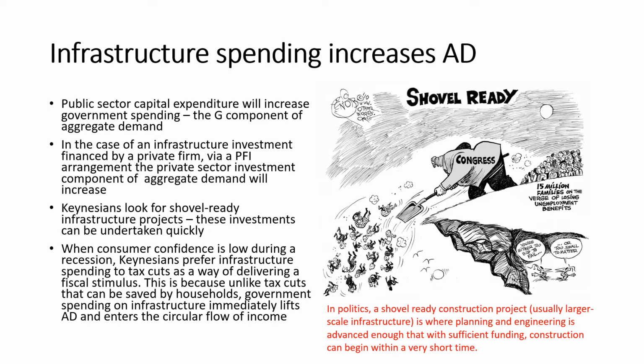When consumer confidence is low during a recession, Keynesians prefer infrastructure spending to tax cuts as a way of delivering a fiscal stimulus. This is because, unlike tax cuts that can be saved by households, government spending on infrastructure immediately lifts aggregate demand and enters the circular flow of income. So in other words, you might want to inject £50 billion worth of spending into the economy. If you try to inject it through a tax cut, households, if they're spooked and worried about their jobs, might choose to save most of the tax cut that you've given them. And if you're a Keynesian, that's terrible, because you believe that aggregate demand is the most important factor that determines output and employment. Much better instead to inject the spending directly into the economy by actually building something.